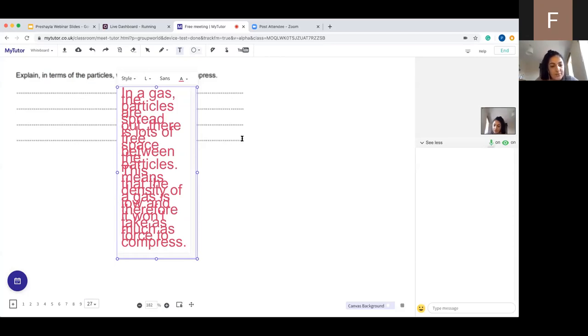So the most important part that you get into your answer is there is lots of free space between the particles. Okay, so lots of free space between the particles.